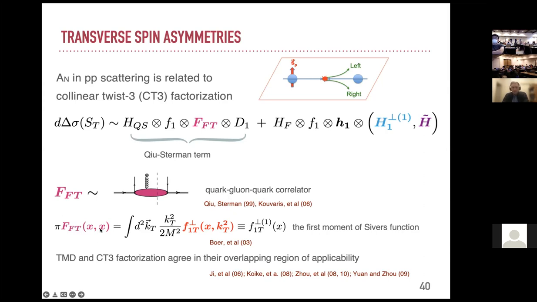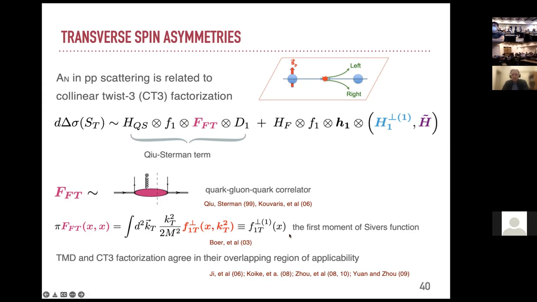There may be different ways to relate them, integral relations. I believe Ian spoke about those in his lectures, but also operator product relations. Then we actually expand our matrix elements and relate them to collinear matrix elements. This is the standard way of relating the TMDs, which are unpolarized, for instance, to collinear distribution functions. But here, that's the integral way. So TMD and collinear twist-three factorization agree in the overlapping region of applicability, which was shown in many papers. It means that if we are to do the global analysis of the data for TMD factorization, in principle, we can also add the data for collinear twist-three factorization.